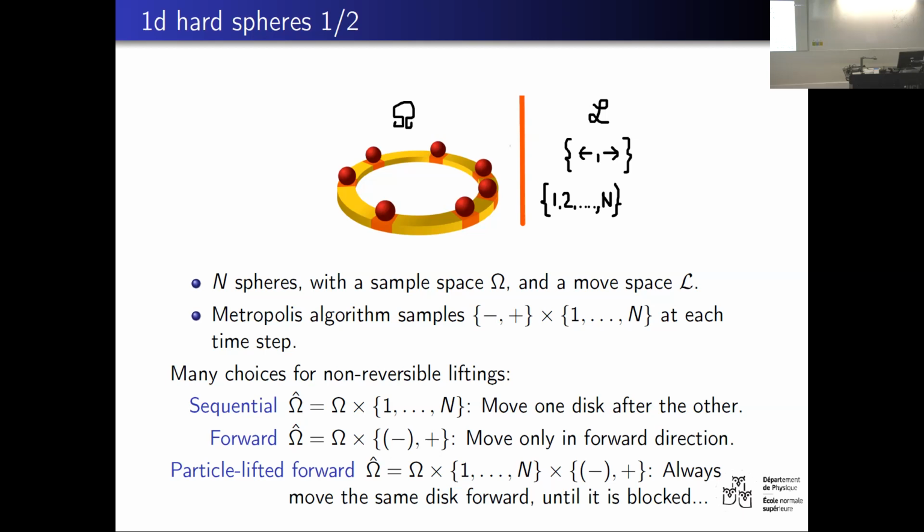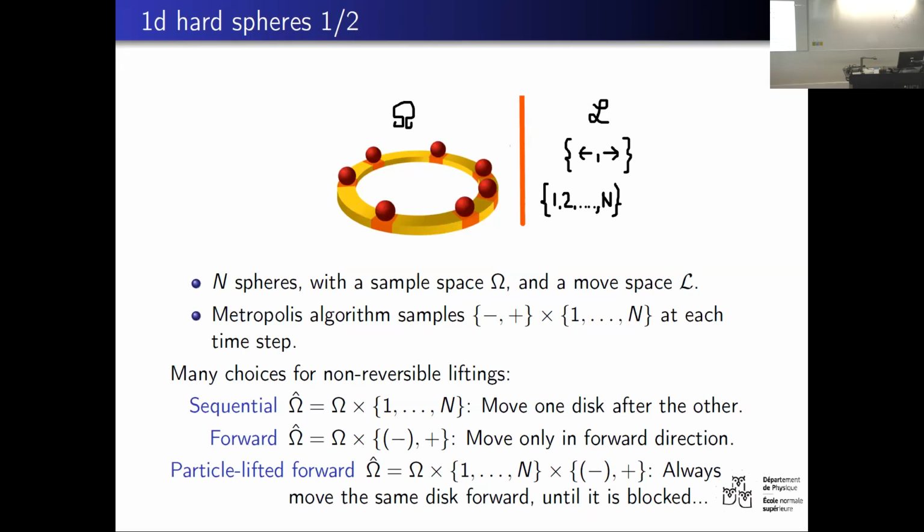But I think so. Now I just want to explain to you that this move space here is quite rich, right? The move that you want to do is you move either to the right or to the left. And you have the choice of moving particle 1, 2, 3, 4, 5, 6, 7, 8, or 9, or n. And as I said, Markov-Chain Monte Carlo has been done for 50 years in a way that you take your configuration, then you have a clever algorithm, and then you move. So at each time step you take the configuration, the sample at which you are. You get a new move, and so now there are many choices for non-reversible liftings. That's what I want to explain.